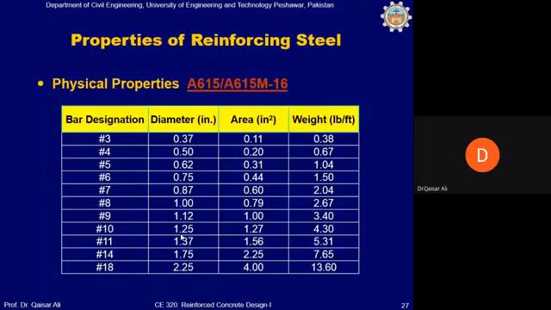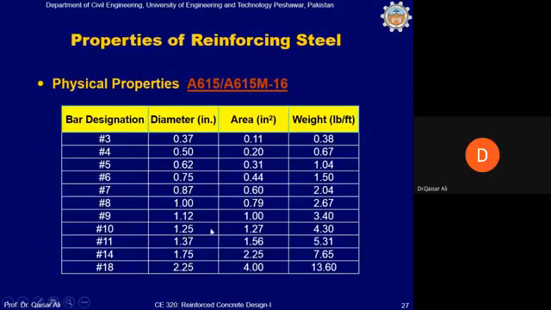Okay, on this slide now, there are 4 columns. In column number 1 to the left, the name of this column is bar designation. We will frequently be saying in our design that we are using a number 3 bar. So this H is basically number. H by H means number. So H3 means number 3, H4 means number 4, H5 number 5, H6 number 6, and so on.